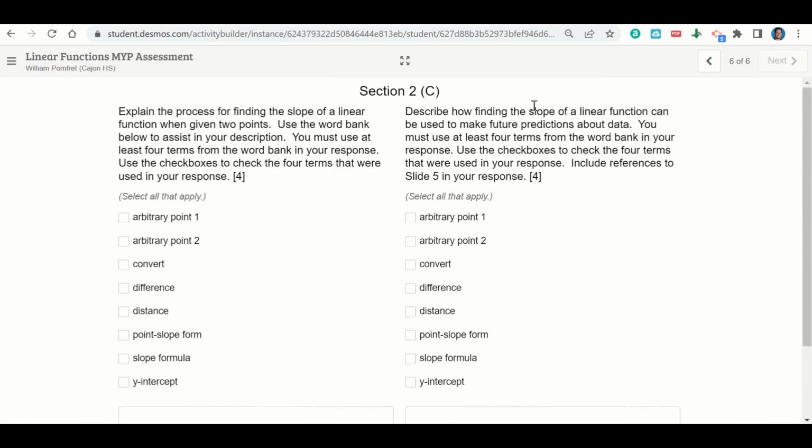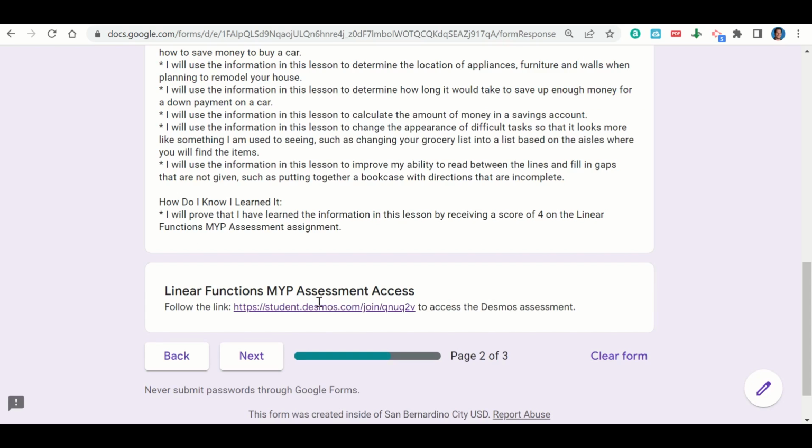Once you're done with all these questions, you'll go back to your Google form, you'll click next, and then fill out your before you go. Once you're done with your before you go, you can submit your assignment on Google Classroom.